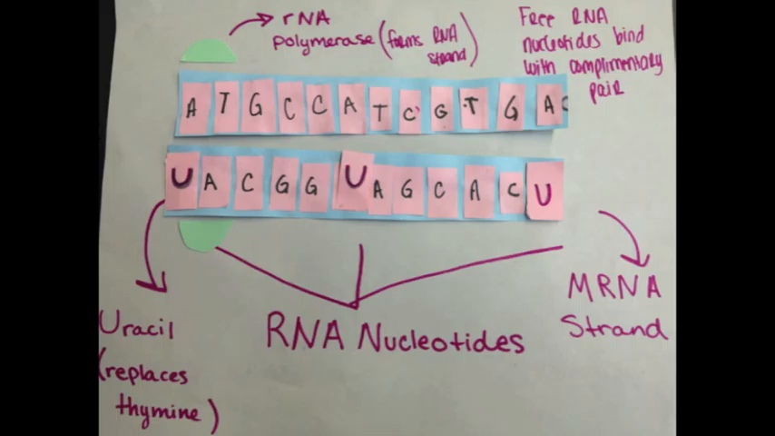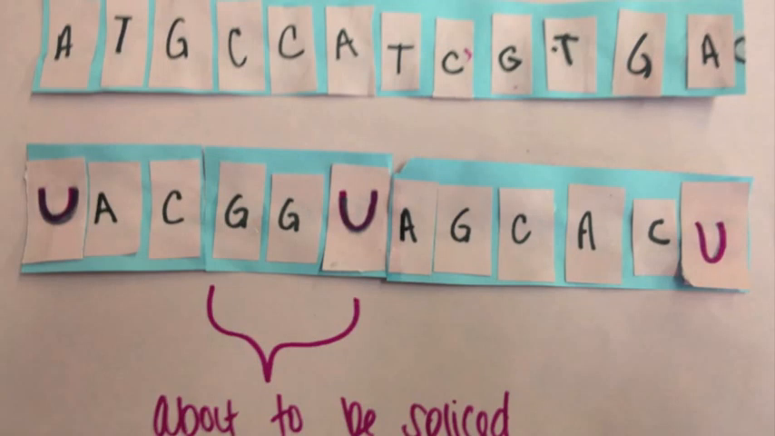It releases the RNA strand, and the RNA strand is free to move from the nucleus to the cytoplasm to meet up with the ribosome. The DNA molecule rewinds in a double helix. RNA polymerase may now move to another gene and begin transcription.